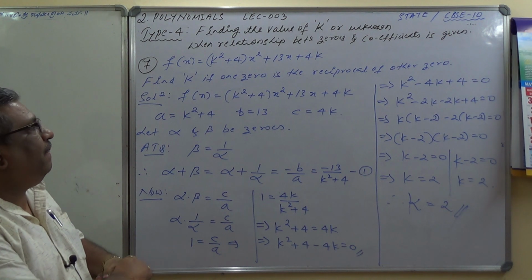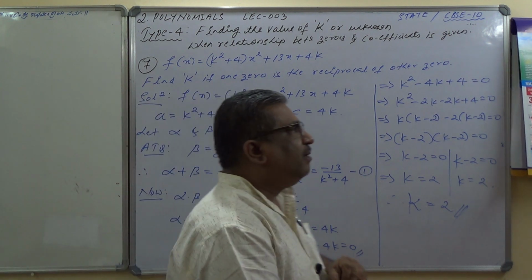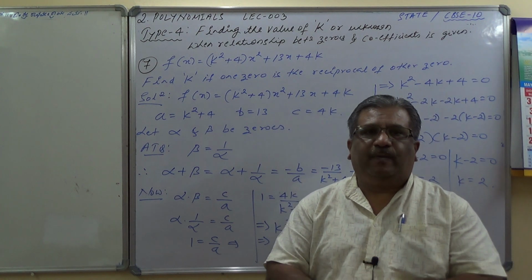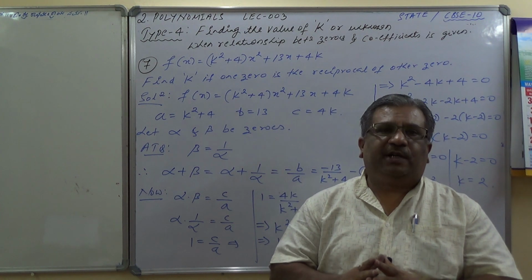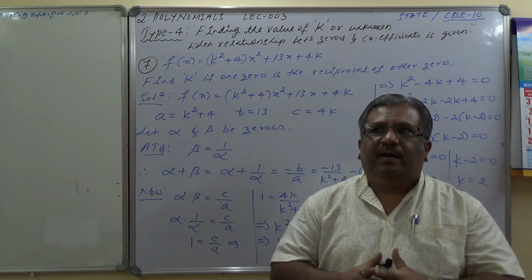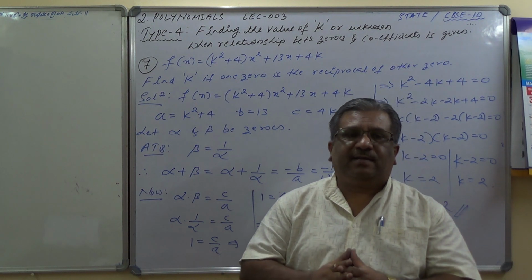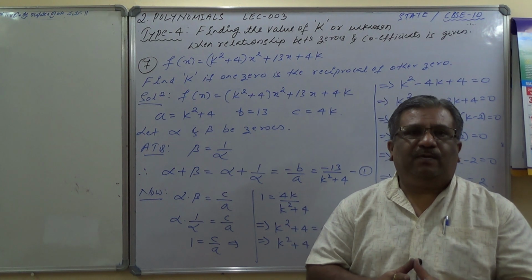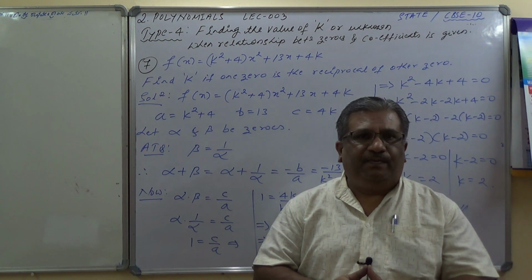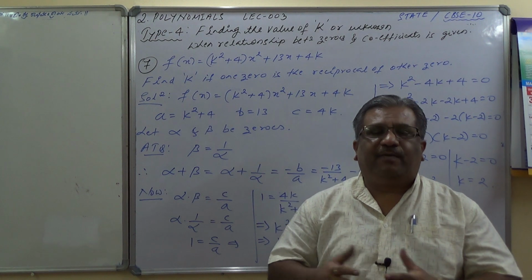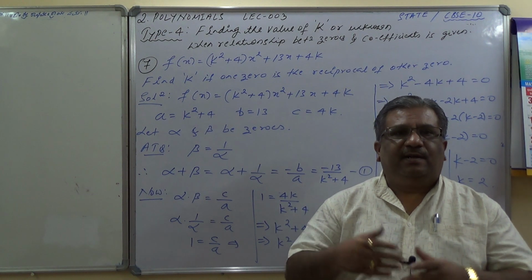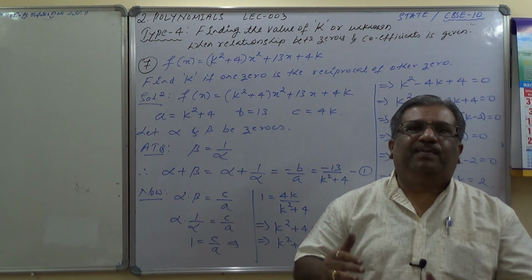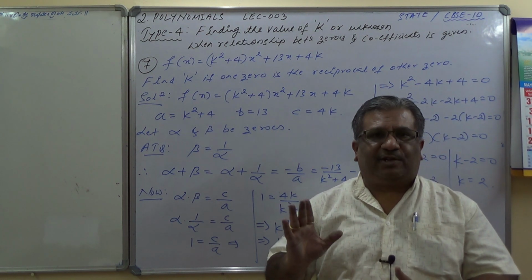So, dear students, with respect to quadratic polynomial, I categorized the numericals in terms of type 1, type 2, type 3, type 4 to make it easier for you to understand the different kinds of numericals. Here we have completed the quadratic polynomial section.